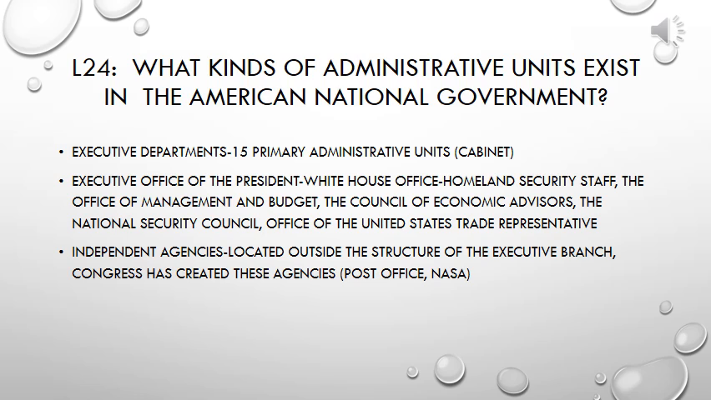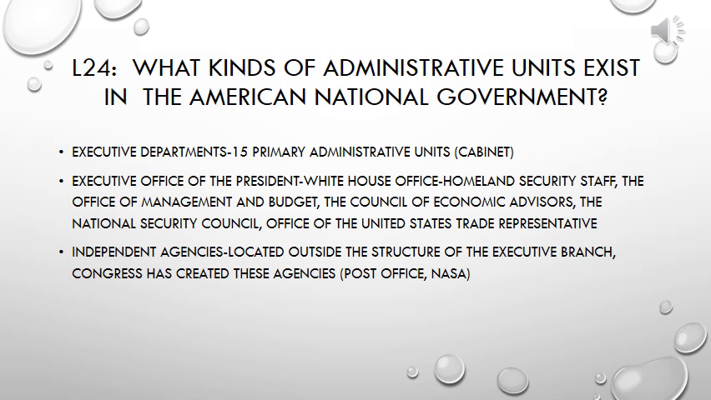What kinds of administrative units exist in the American national government? Executive departments: there are 15 primary administrative units. We call these the cabinet. George Washington had 4, and over time it's been expanded. The most recent one is the Department of Homeland Security, and that was added in 2002.